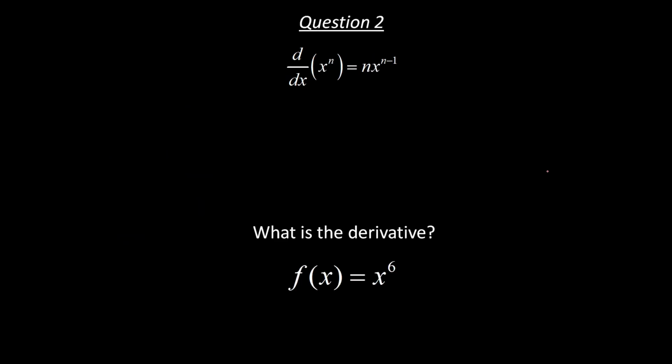So question 2, what is the derivative? Identify 6 as n. So the 6 becomes the coefficient. Subtract 1 from the exponent. 6x to the 5th.